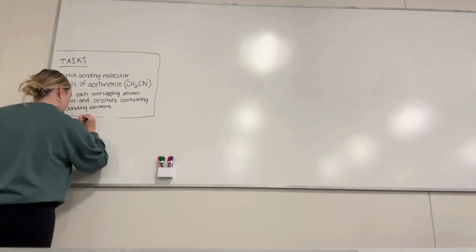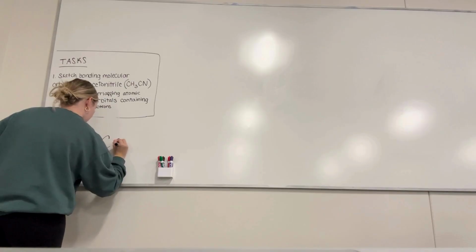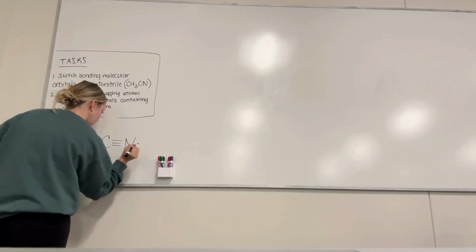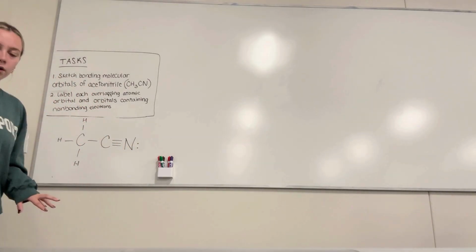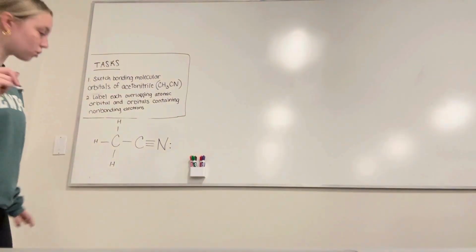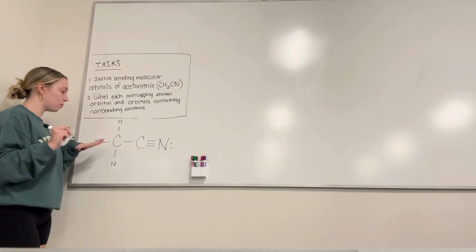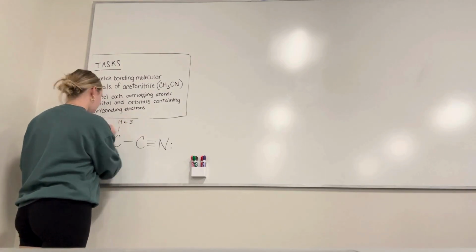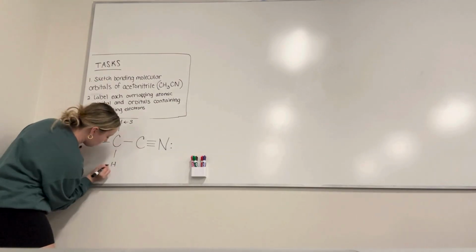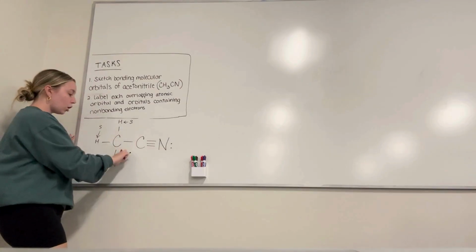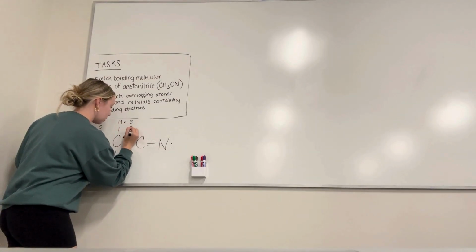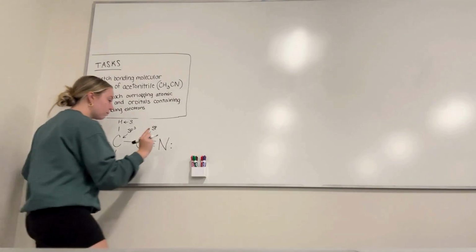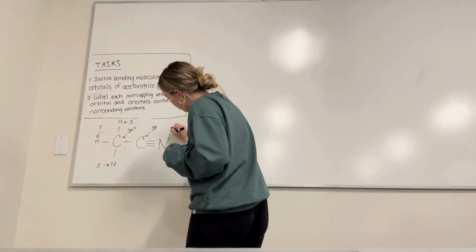H bonded to carbon, bonded to... okay, and then I'm gonna just go through and write which orbital each one is in based on their geometry. So each hydrogen is in the s orbital. This carbon is in sp3 because it's tetrahedral, while this carbon is in sp because it is linear. Same thing with the nitrogen, it's also sp because it's linear.